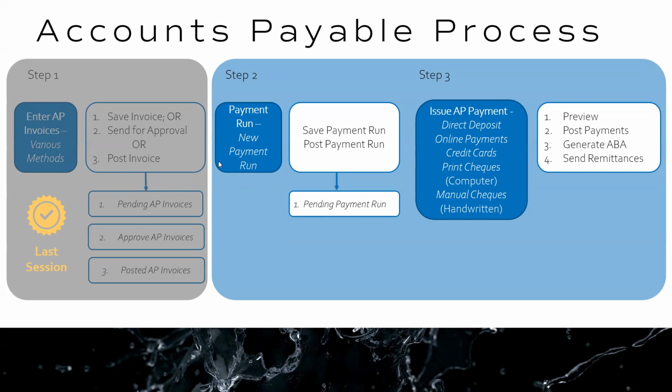We're going to look in a moment at a screen called New Payment Run. Once you've done that and you're happy with all the invoices you've selected, then you can process the payment or issue the payment. Depending on how you're actually making that payment, most common is probably direct deposit or electronic payments, you'll use one of these 2 screens here. We'll step through that step as well. So that's where we're going today.